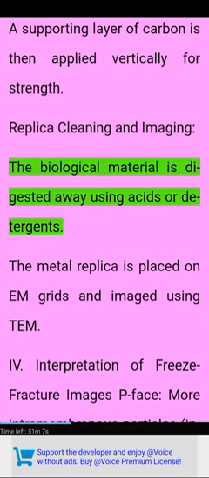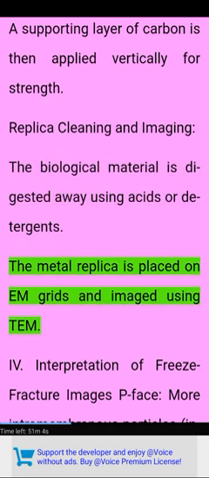Replica cleaning and imaging. The biological material is digested away using acids or detergents. The metal replica is placed on EM grids and imaged using TEM.